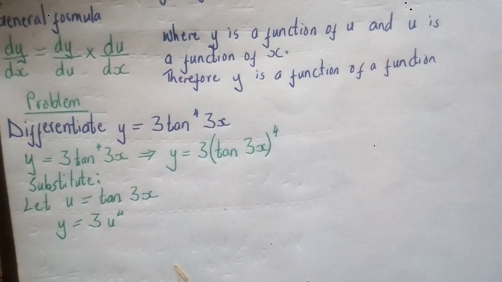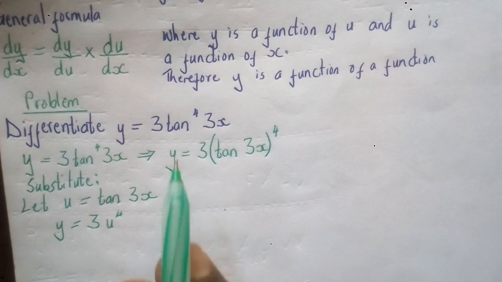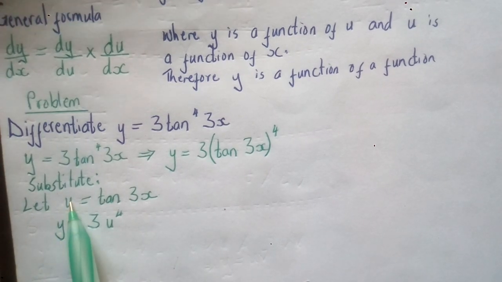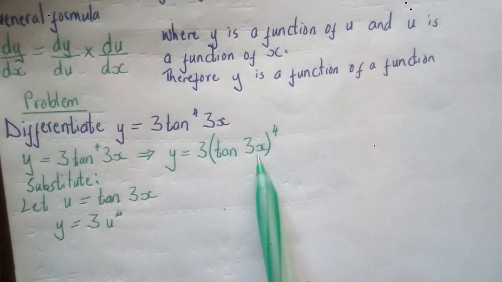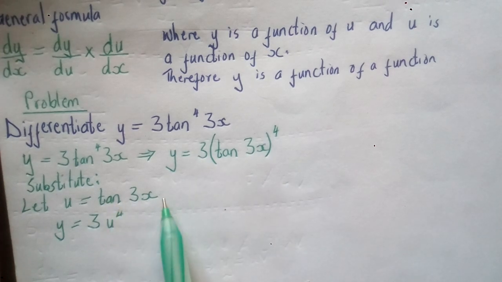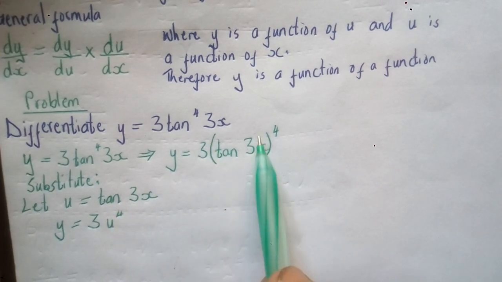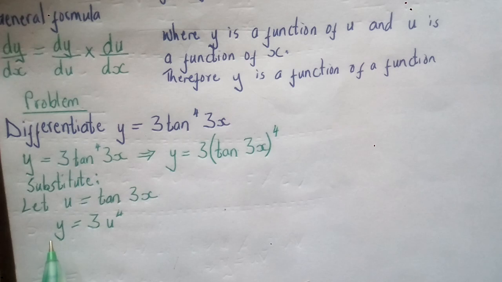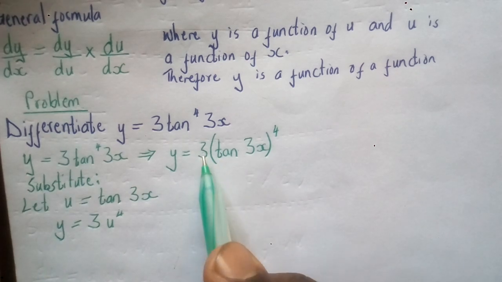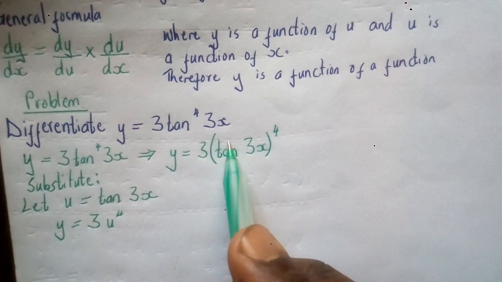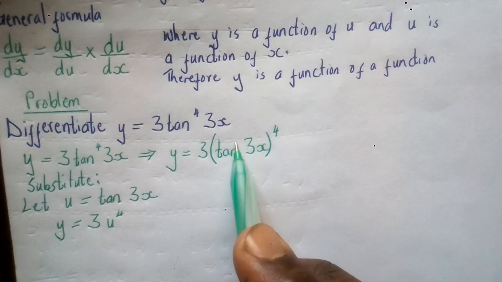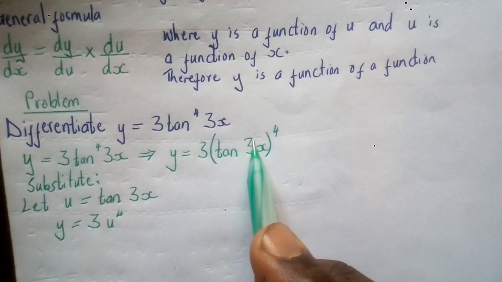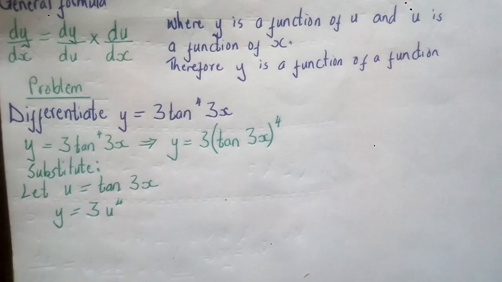So first of all, let us substitute. Let u be tan 3x. Take only this. Therefore, y is equal to 3, and then instead of writing tan 3x, you substitute with u. You write here 3u power 4. I think you've understood quite well until that point.